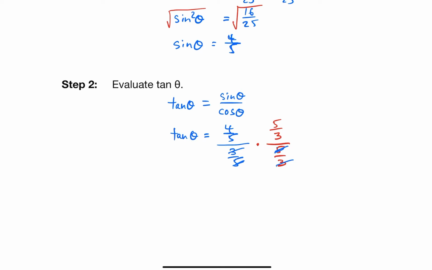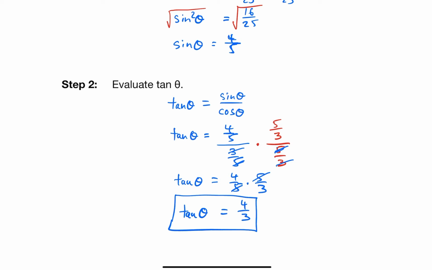And so now what we're left with is tangent of theta is equal to 4/5 times 5/3. And as you can see, the 5's cancel each other out, and now tangent of theta is equal to 4/3. Okay? So that is our answer for this problem.